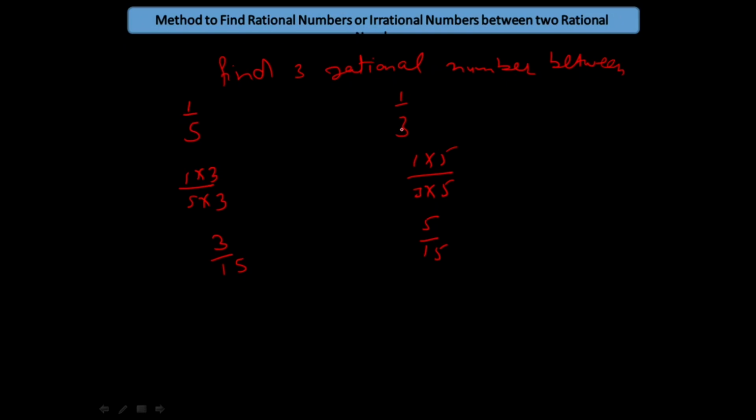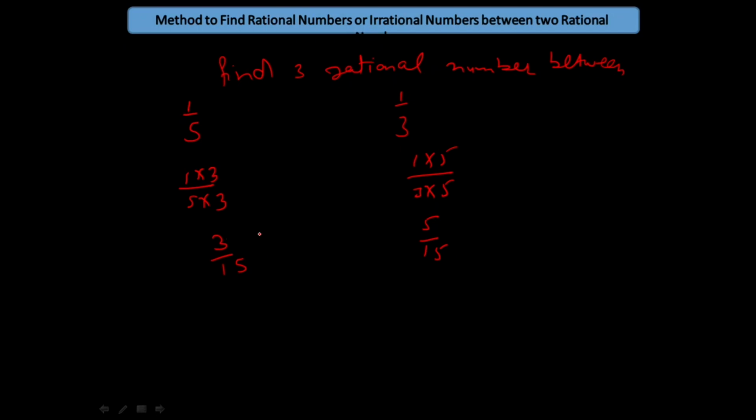This is 5, this is 3. So how did I make it same? 15, 15. I just multiply and divide by 3, 3 here, and divide and multiply by 5, 5. You can check, you can verify. If I simplify this, I will be getting the same value. If I simplify this, I will be getting the given value.